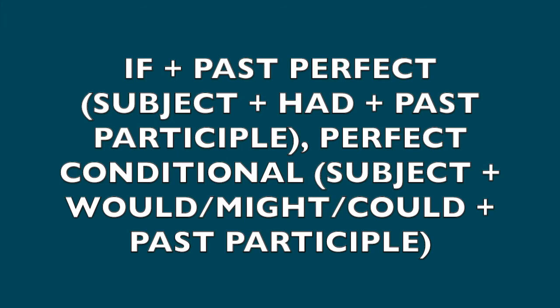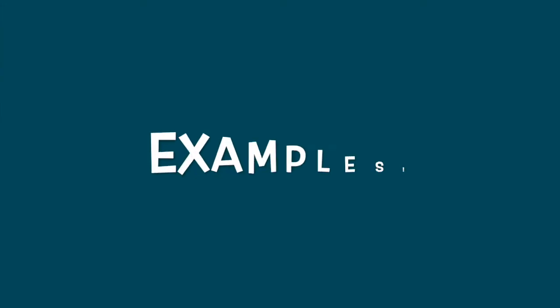Okay, so first we have the word if added with the past perfect, which consists of the subject followed by the word had, followed by a past participle, and then a comma added with a perfect conditional, which consists of a subject added with the word would or might or could added with a past participle. Phew, that was a mouthful. Now, let's look at some examples.